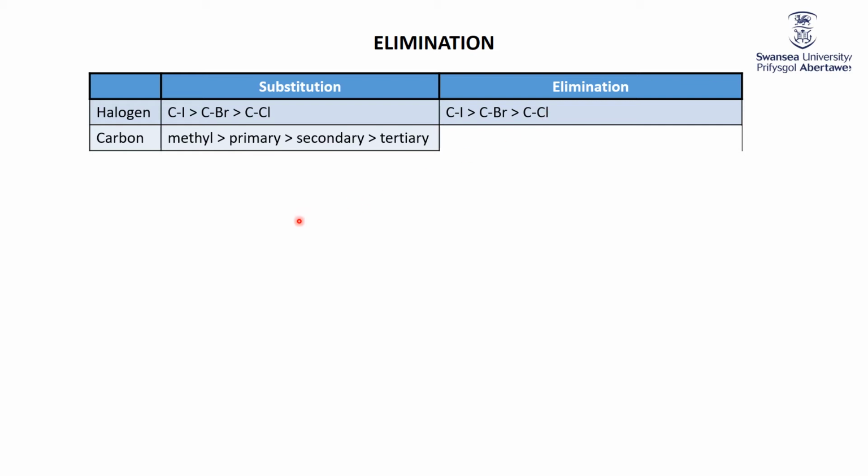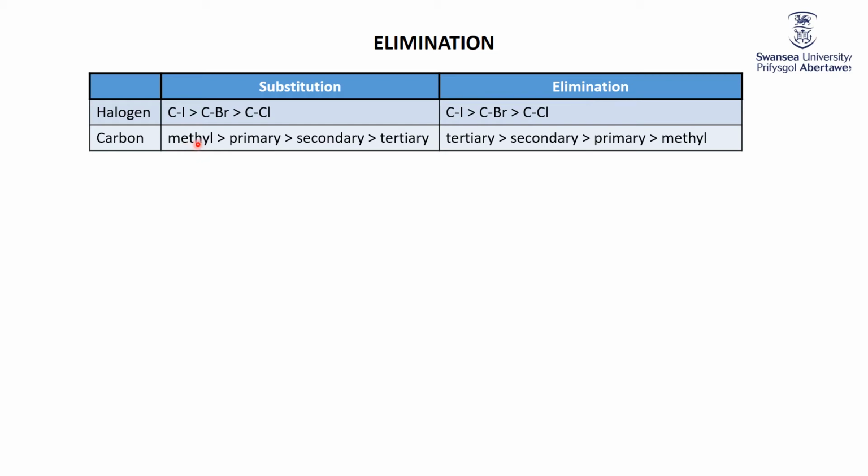So that means that as far as the carbon is concerned, the order is completely opposite. Tertiary carbons, tertiary alkyl halides, really like elimination more than secondary. Primary and methyl hardly do it at all. In fact, methyl can't because there's nothing else on the carbon. Okay, so this is the difference between substitution and elimination.